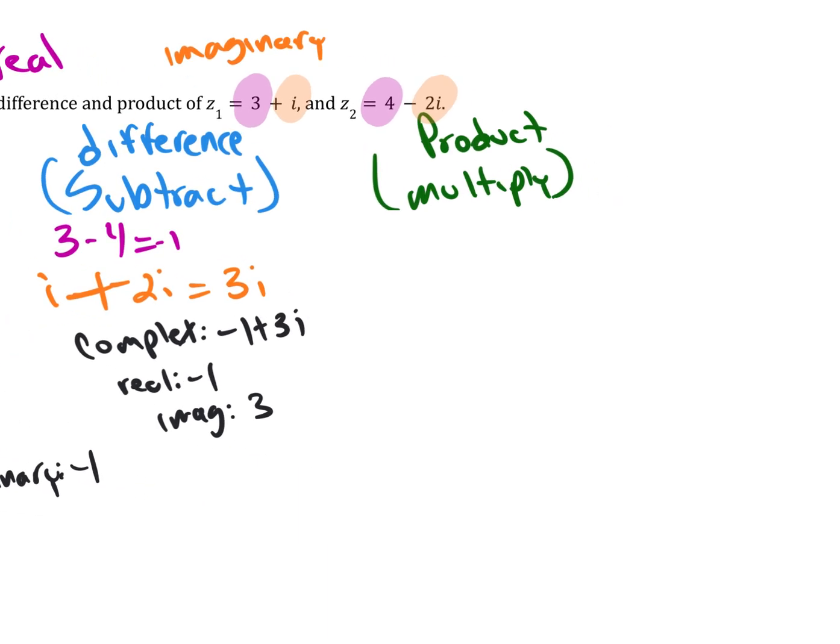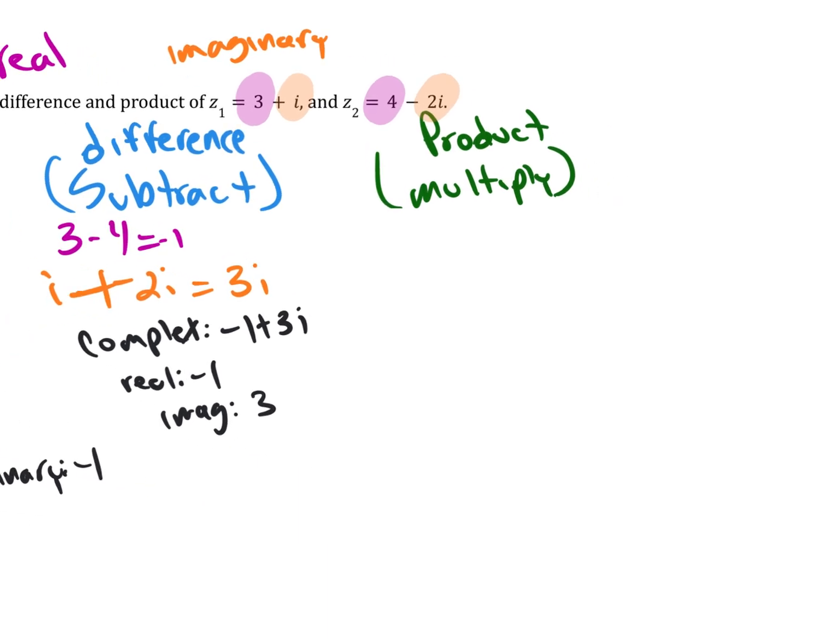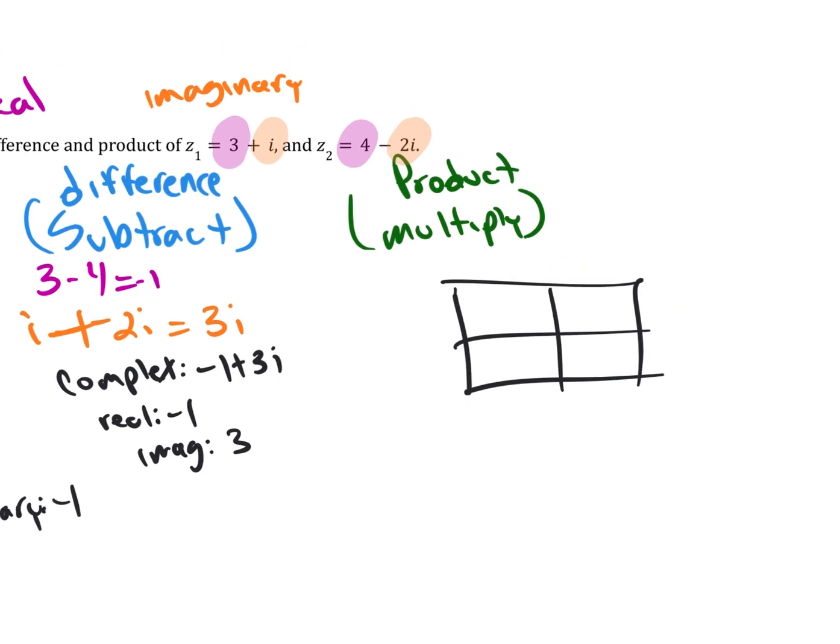The product is where it gets a little bit heavier. I like to do the quadratic, or not the quadratic, the X puzzle, just because I had things sorted out. My first complex number goes on top. My second one goes down the side, and then we multiply into the box. So this box is 4 times 3. That's a real number because it's just 12.